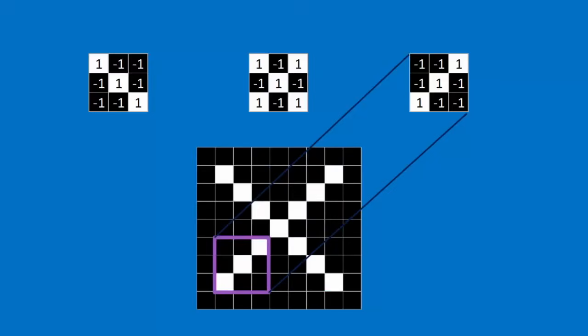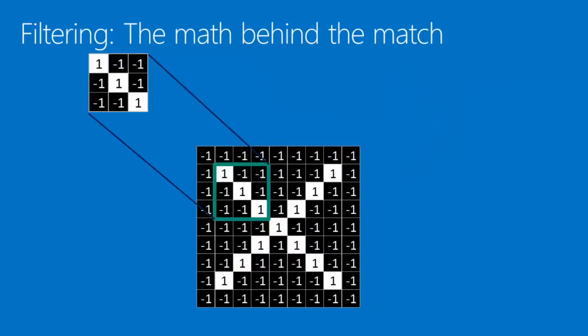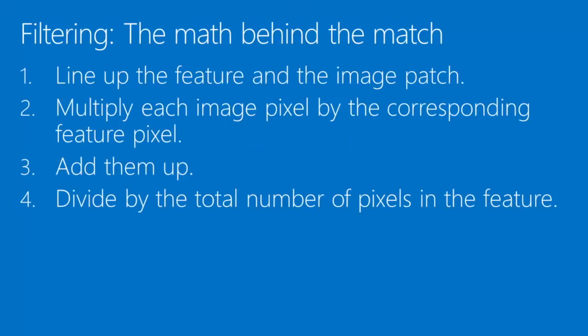So, okay, we have the bits and pieces. Now, to take a step deeper, the math behind matching these is called filtering. And the way this is done is a feature is lined up with the little patch of the image, and then one by one, the pixels are compared. They're multiplied by each other, and then added up and divided by the total number of pixels.